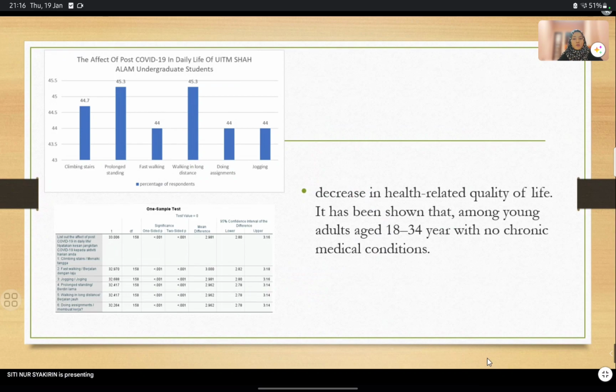And as you can see from the graph here, the highest problems that affect their daily life are climbing stairs, walking long distances, and also prolonged standing. This is because the environment of UiTM Shah itself requires you to walk a lot, and this becomes a major concern for UiTM Shah students.